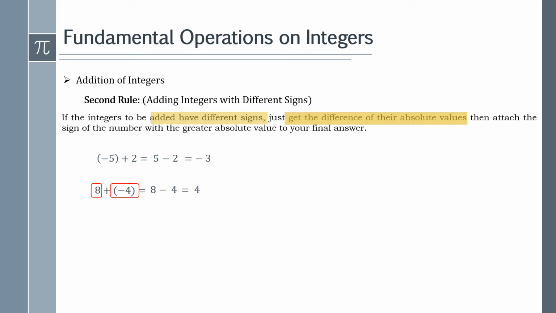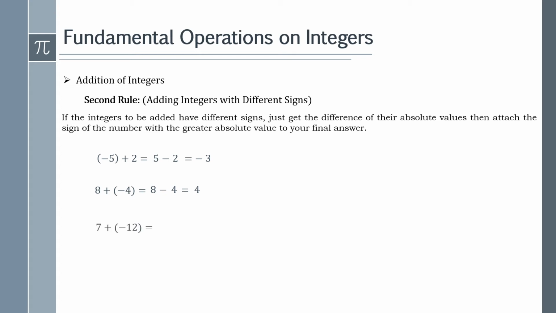Meron pang continuation, sabi niya, attach the sign of the number with greater absolute value to your final answer. You check now, ano yung greater absolute. So, we have 8 and 4. Ano yung greater? Di ba mas greater yung 8? So, mas greater si 8. So, what's the sign? Ano yung sign ni 8? Di ba positive? So, yun yung answer natin. Okay? So, hindi na natin lalagyan ng plus sign yan kasi as we have said earlier, pag walang sign, is understood na positive siya.